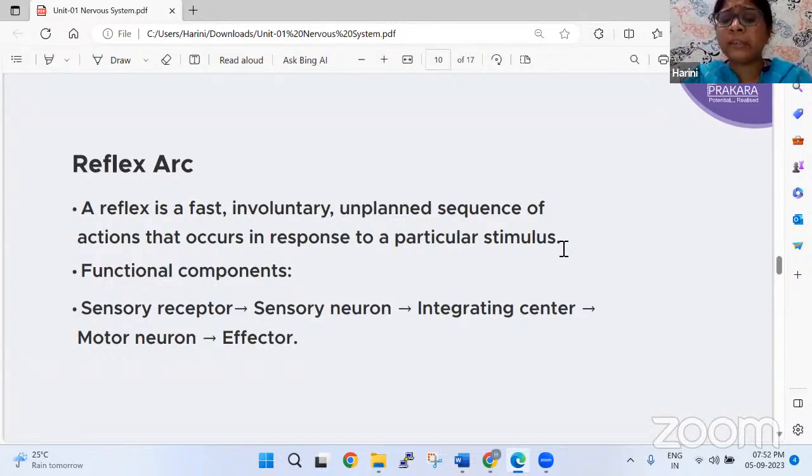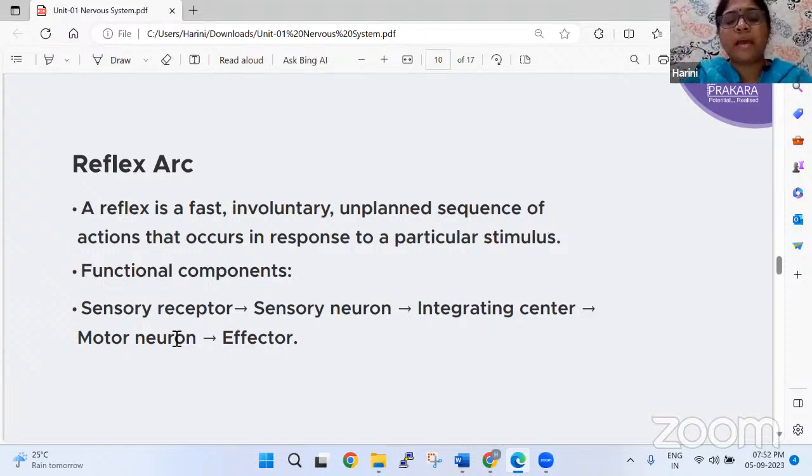In the same way, the blood pressure is sensed by the baroreceptors, carried by the sensory neurons, and the motor neurons tell that there should be a decrease in the blood pressure. Now the blood pressure gets decreased by causing vasodilation. Blood vessels get dilated, or there will be a change in the flow. So this is what a reflex arc is. It is an involuntary, unplanned sequence of action.